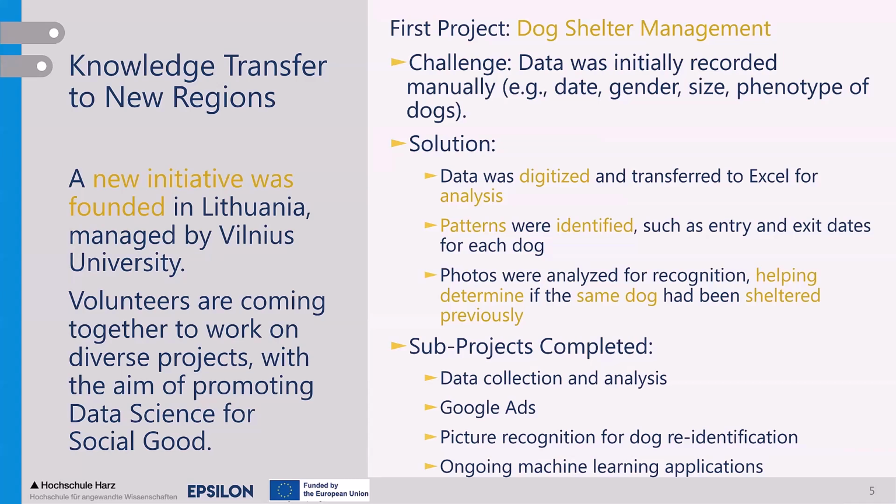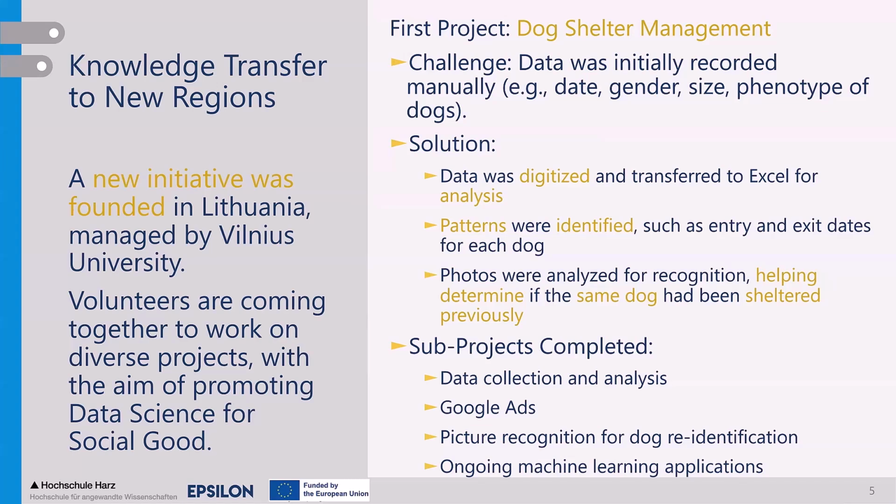Based on this Excel-based information, we were able to identify patterns such as entry and exit dates for each dog, so that the duration of a dog within the shelter could be forecasted, and the shelter gets a feeling for the people that are involved when a dog comes to the shelter and for the duration a dog might stay at a shelter.